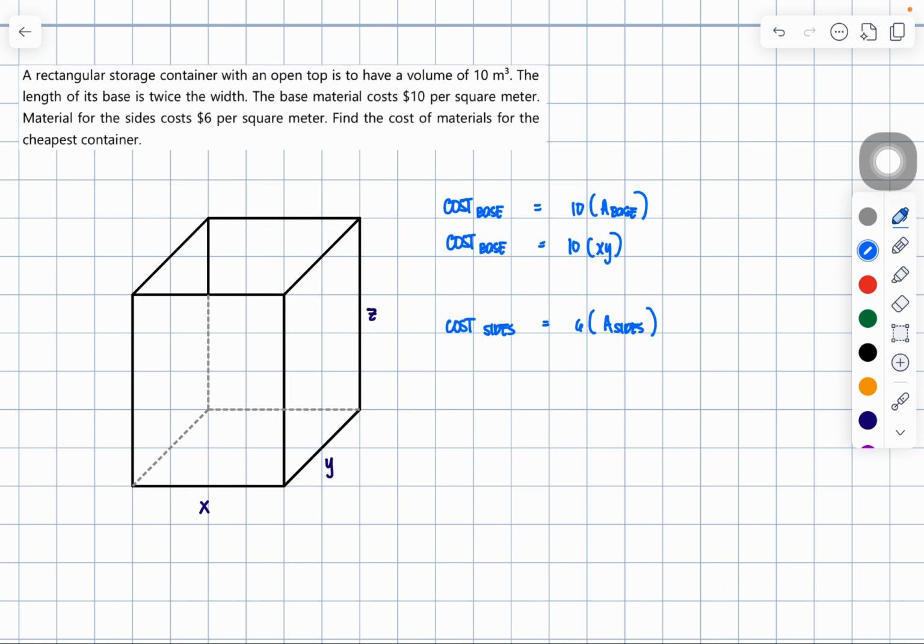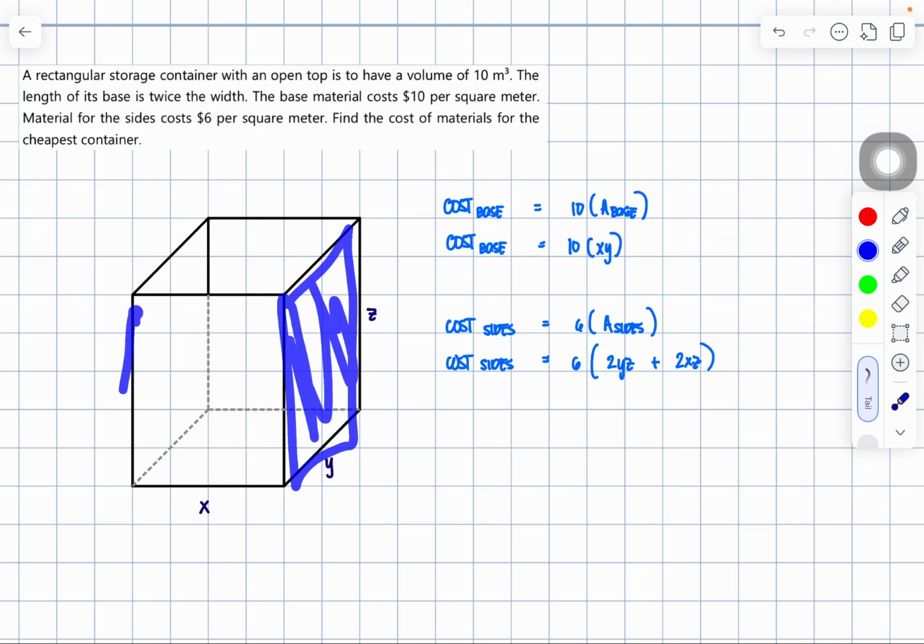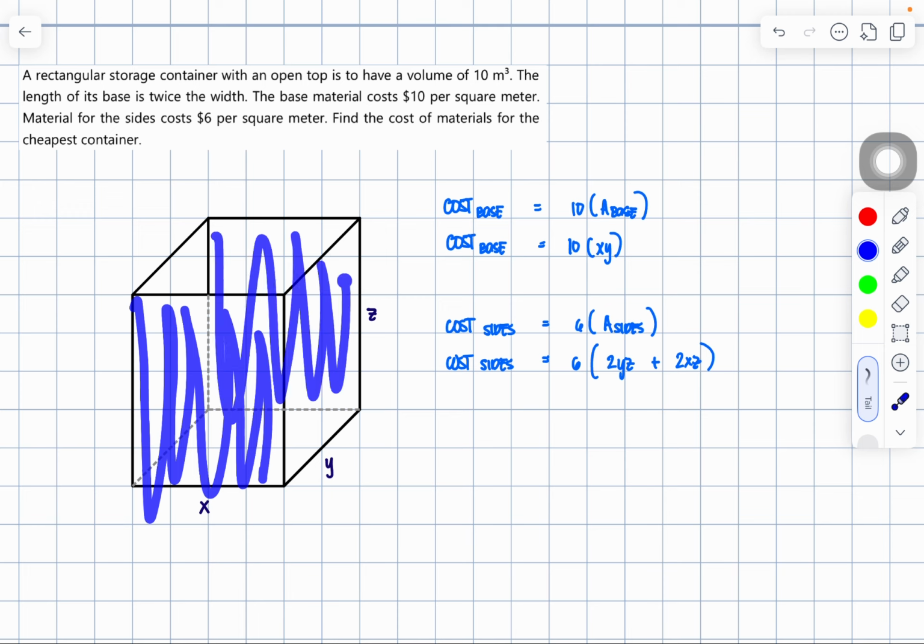So for the sides, again, you have 6 here. So you have 4 sides to consider. Two sides are the same. So you have 2 here. Ito muna. May dalawa kang yz. So you have 2yz. Okay. 2yz. And then another 2xz. Okay? Ito yung area ni yz, yung side na to. And then ito naman yung area ni xz, yung sides na to.